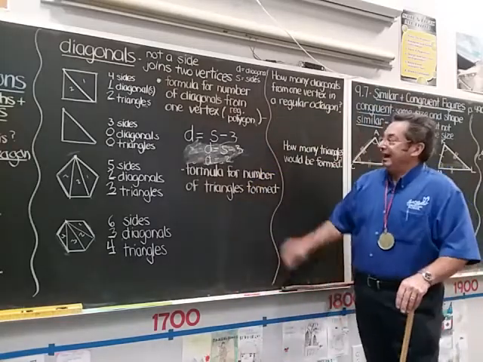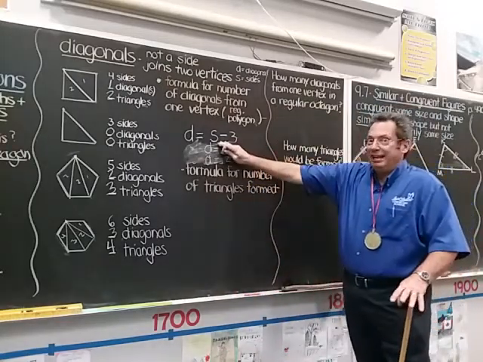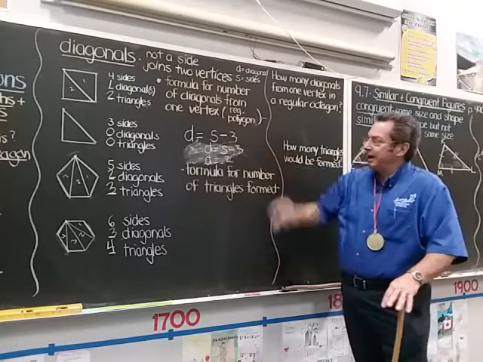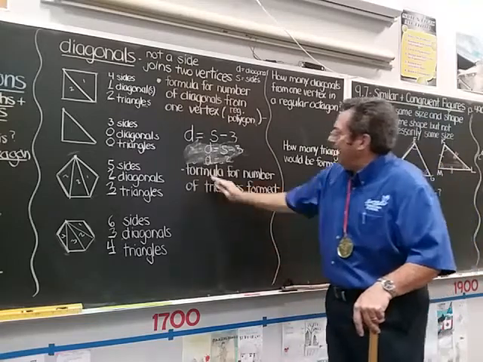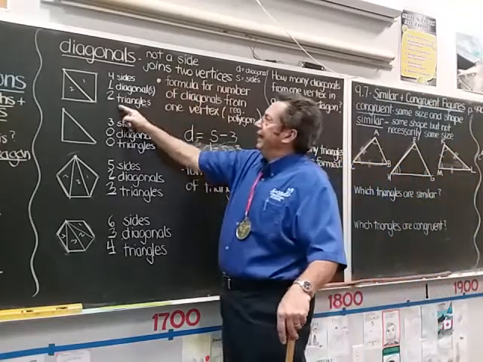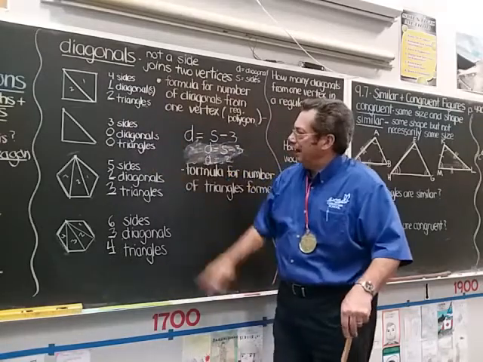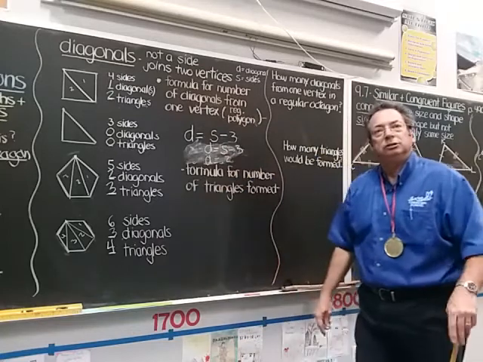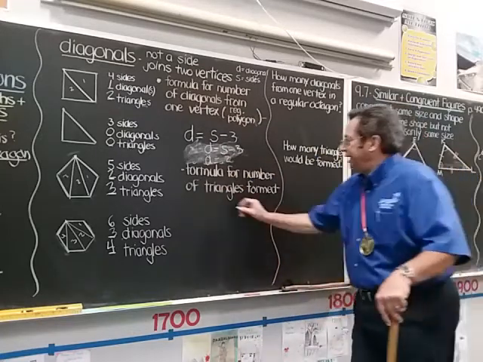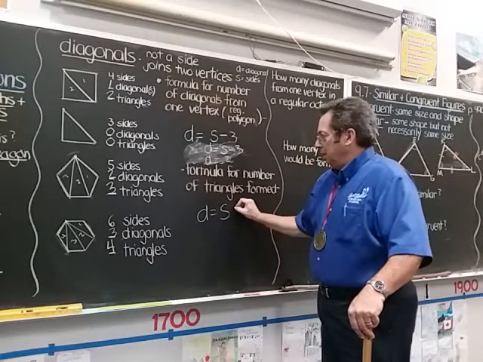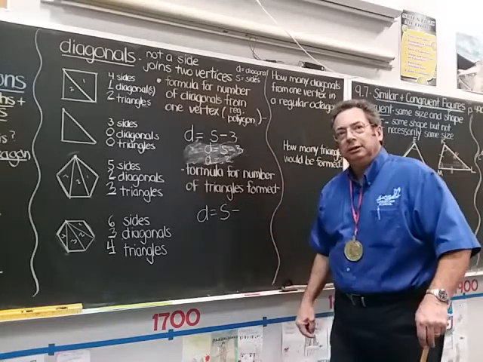Now, how about this? The formula for finding the number of diagonals: D equals S minus 3, the number of sides minus 3 in the polygon. How about the formula for the number of triangles formed? Here for a 4-sided figure, we had 2 triangles. 3-sided figure, no triangle. 5-sided figure, 3 triangles. 6-sided figure, 4 triangles. Can you give me a formula? D equals what? The number of sides minus what?